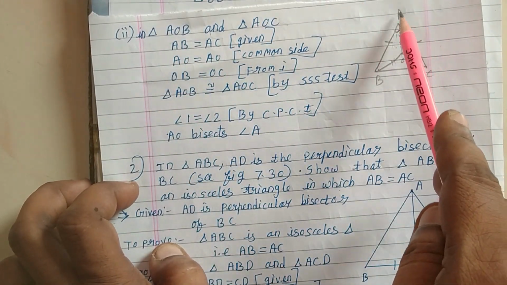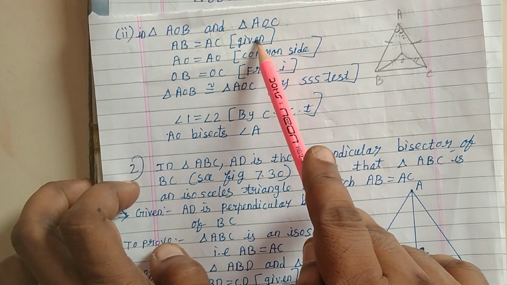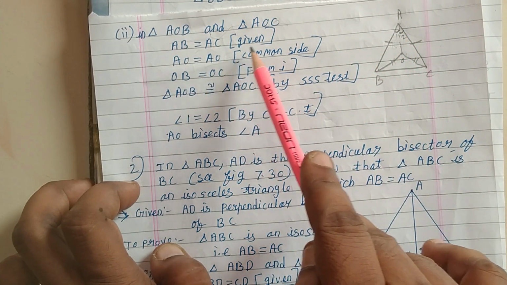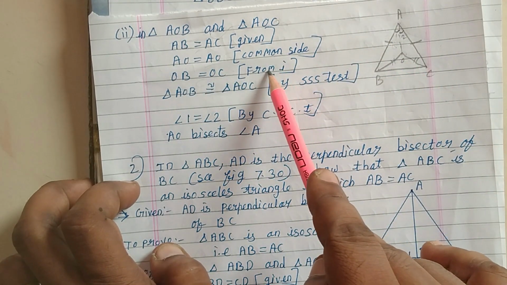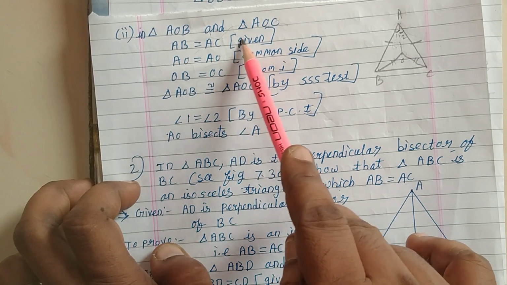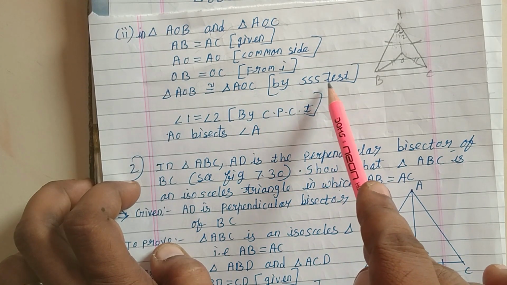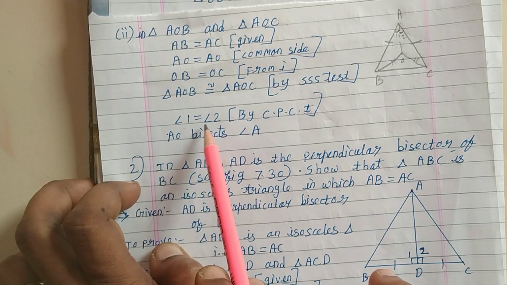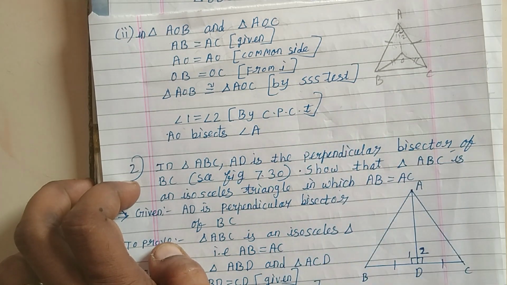So in triangles AOB and AOC, AB equals AC, it is given. Then you can see AO, which we had drawn initially, AO will be equal to AO, common side, and then OB is equal to OC from the first part. That means we have shown 3 sides of the triangles are equal. So triangle AOB is congruent to triangle AOC by the SSS test. So angle 1 will be equal to angle 2 by CPCT, that is, AO bisects angle A.